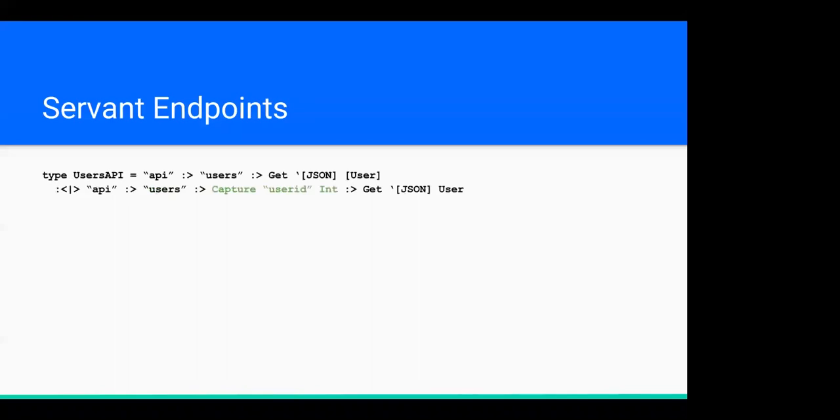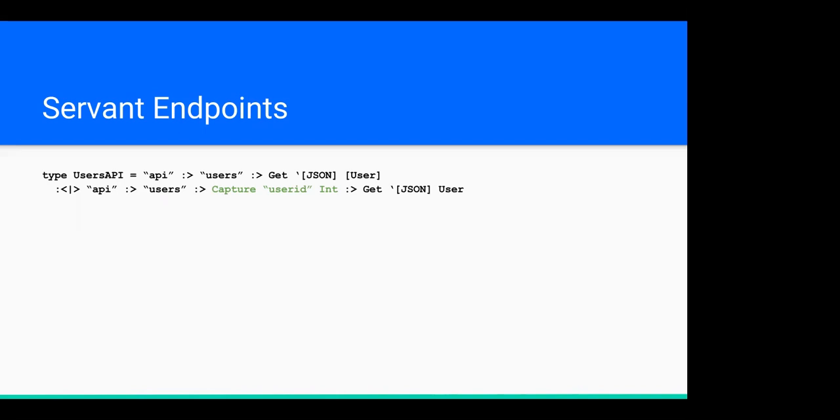So the next combinator we'll look at is the capture combinator. This is how we can put an object into the URL, as we did with the /1 over there. The capture combinator takes two arguments. We supply a string, which is the name of that capture parameter, and then we supply a type.